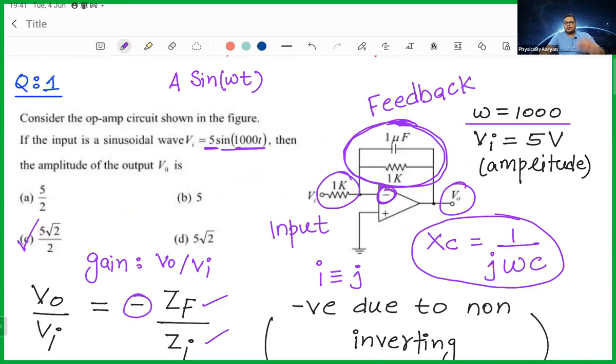So how to find gain? Gain is V output by V input, and it is defined as feedback impedance divided by input impedance. In feedback, I had a resistor and a capacitor parallel to each other. And the impedance of the capacitor is defined by 1 by j omega C. I just did the maths, I got the complex number, I found the modulus of that complex number, and I got my gain. Any doubt, please? Is it clear?